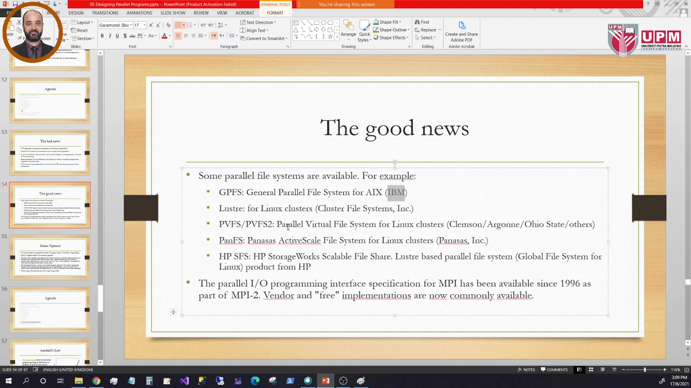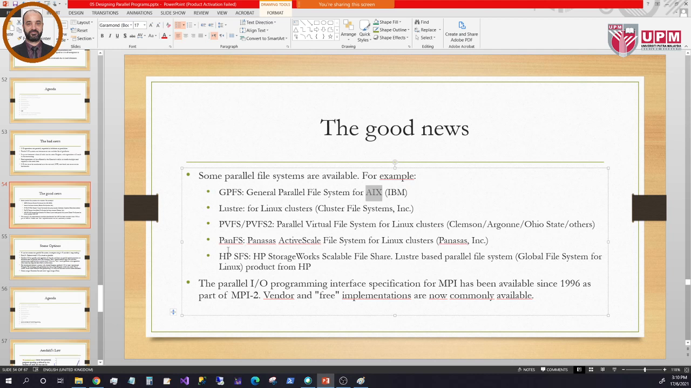PVFS and PVFS2, the parallel virtual file system for Linux clusters, developed by Clemson, Argonne, Ohio State, and others. This technology is used for Linux clusters. This other one is the parallel file system for AIX from IBM only.